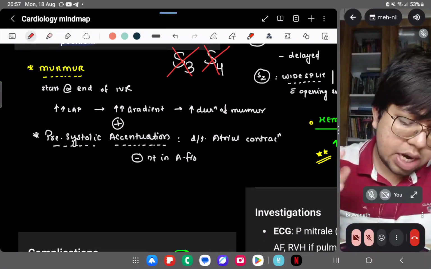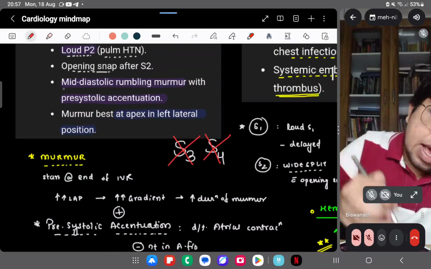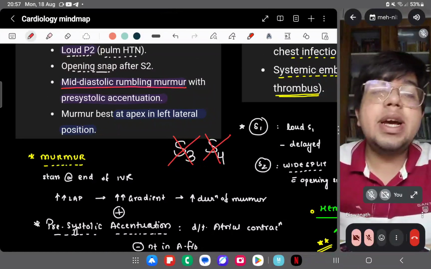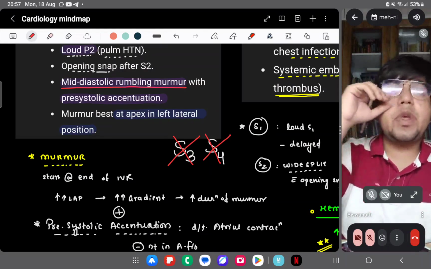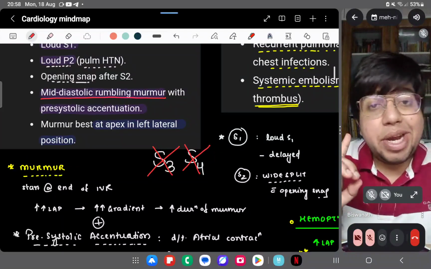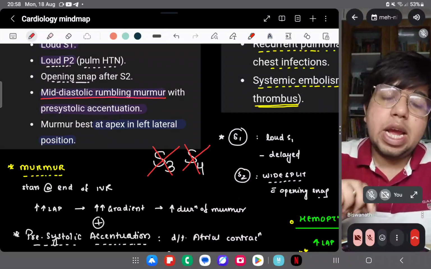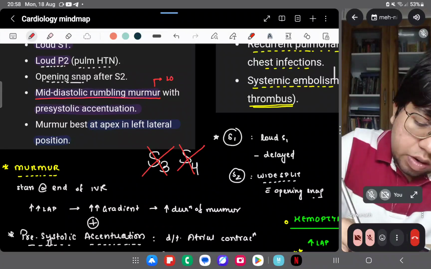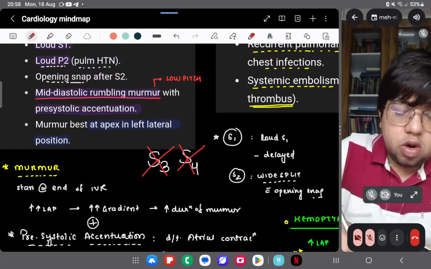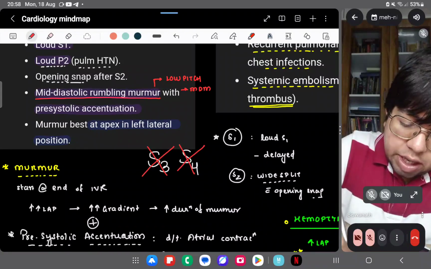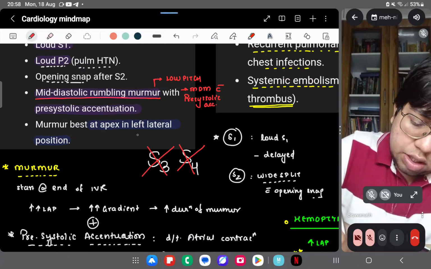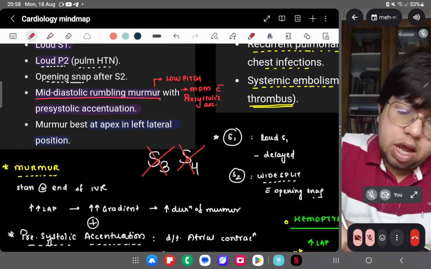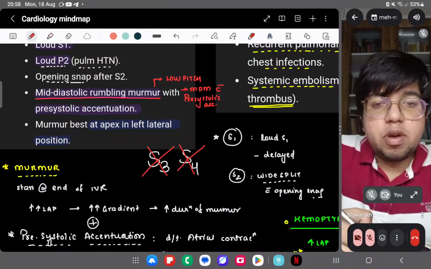What is the murmur? I told you, it starts at the end of IVR, and it is a mid diastolic rumbling murmur. This is called the mid diastolic MDM rumbling type of murmur. It will, of course, be a low pitch murmur, a mid diastolic murmur with pre-systolic accentuation. This type of thing is called a rumbling murmur, or you can write rough rumbling murmur.